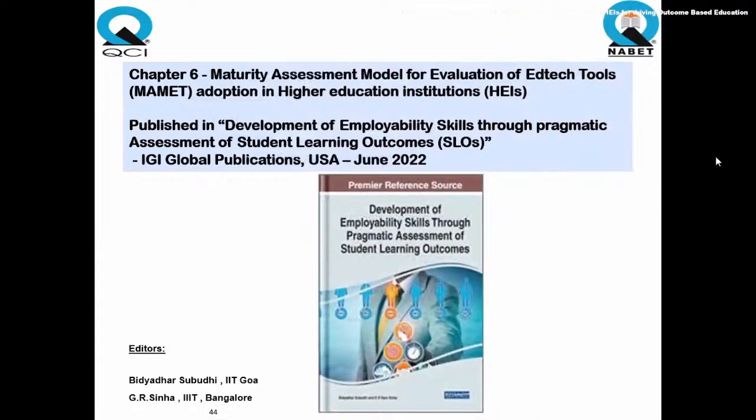So this study got published in this book, Maturity Assessment Model for Evaluation of EdTech Tools, by IGI Publications, USA, edited by authors from IIT Goa and IIIT Bangalore.